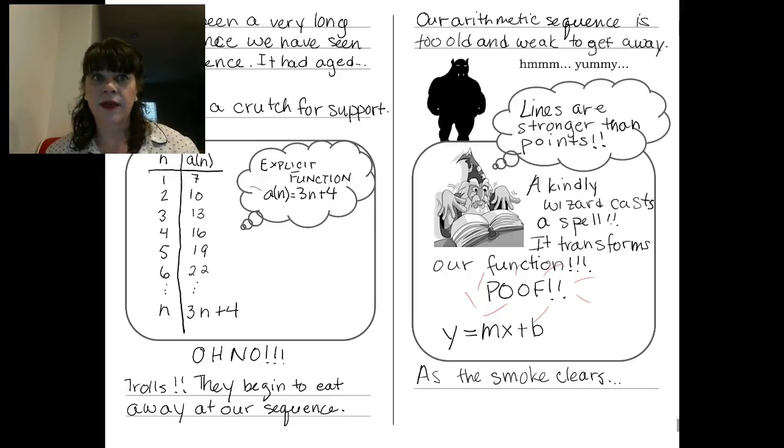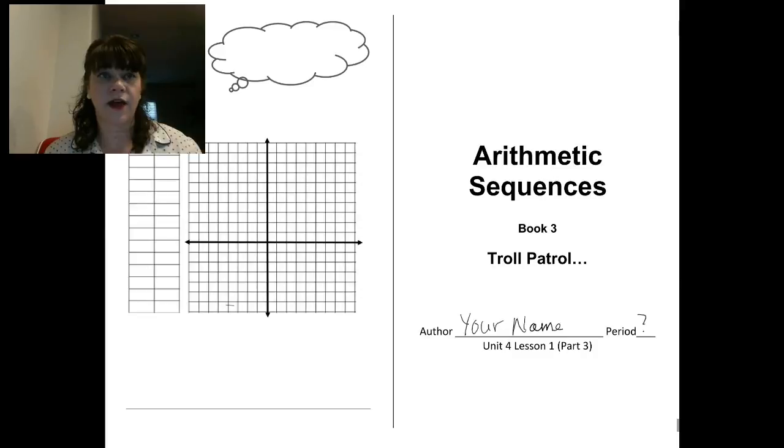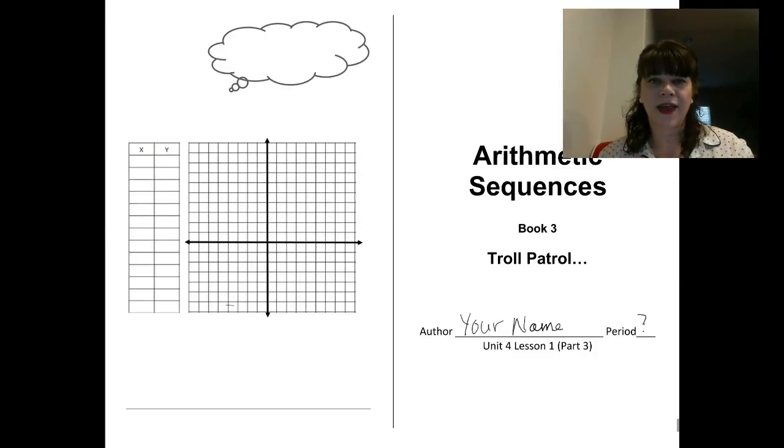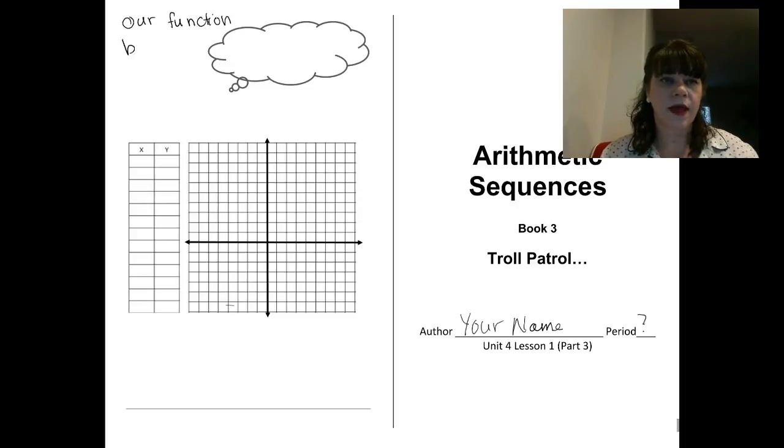So as the smoke clears, we're going to see something new and exciting. What we're going to do is flip our book over and fill out the back right now. Okay, so this one, I'm not going to leave for class. Our function becomes a strong line. So not just points anymore, it's no longer discrete. This is now a linear function, and we're going to create a line.